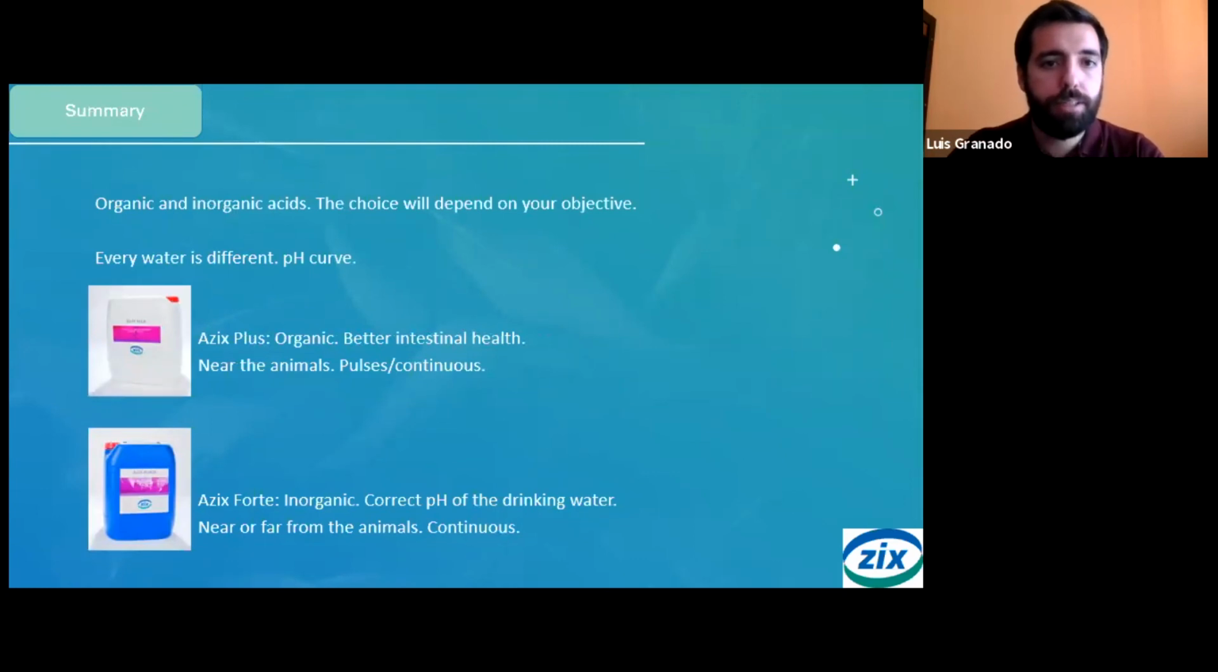And this is again what I just said. Depending on your objective, you will use one or another. None of them is better or worse. Each one has a different purpose. ASICS Plus will provide and improve intestinal health. ASICS Forte will be the best cost-effective option to correct the pH of the water. It is very important to know and understand that and just get the overall idea of the different acids, right?